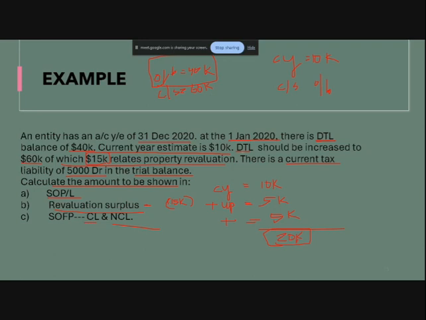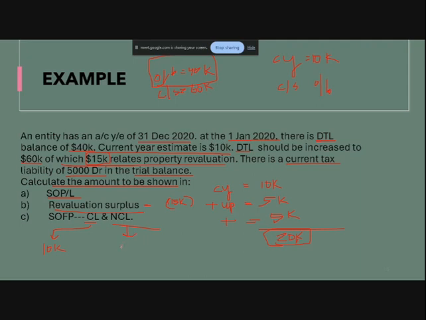In case of SOFP, what amount will you show in current liability? Current year tax, current year estimate. How much is it? 10K. Non-current liability?